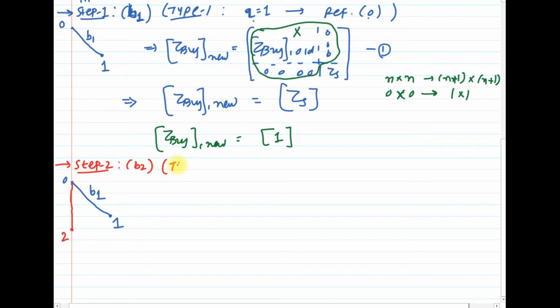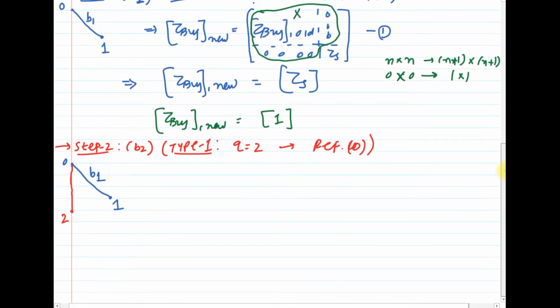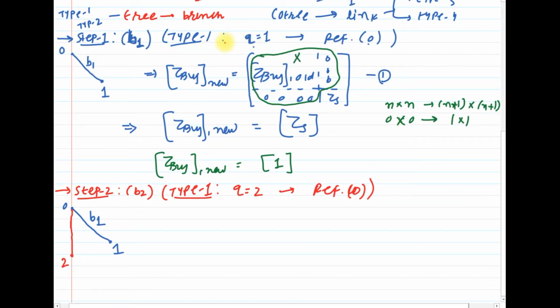So again the type 1 modification is applicable here. What is the statement of type 1 modification? A new bus Q, here the new bus number Q, which is 2, is added to the reference bus, which is 0. I hope you have understood up to this. Now we have to follow the same procedure. If type 1 modification is applicable for this element, which is B2, then equation 1 can be applied for the calculation.